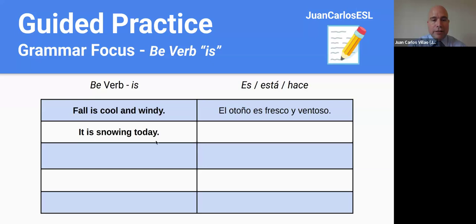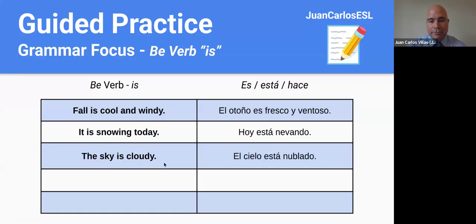It is snowing today. Hoy está nevando. So again, you use the word today in English, es decir, hoy en español. The sky is cloudy. El cielo está nublado. The sky is cloudy.